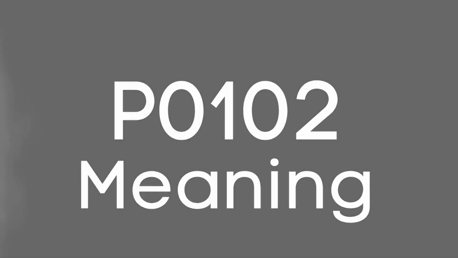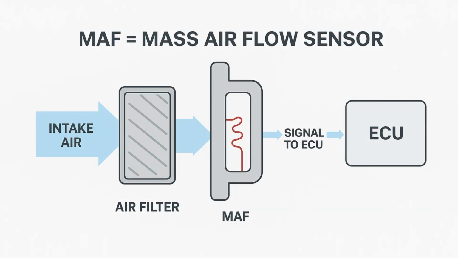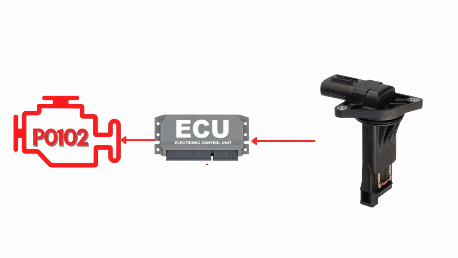This code gets triggered when your car's engine control module, the ECU, detects a problem with the mass airflow sensor signal. If the MAF signal drops too low, the ECU recognizes it as an abnormal reading. The ECU can't accurately measure how much air is entering the engine. And when that happens, it throws the P0102 trouble code to let you know something's wrong with the MAF circuit.